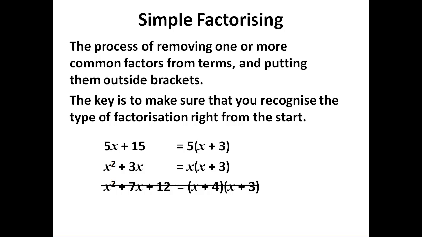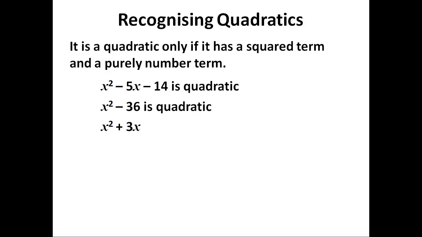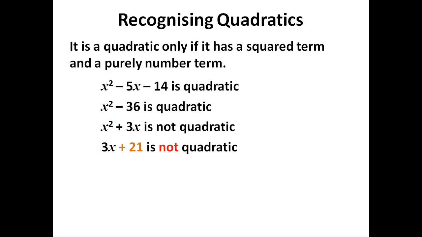Well, we won't be dealing with quadratics in this video. It's a quadratic whenever you have an x squared and a purely number term. So that's a quadratic, x squared and the minus 14. This is a quadratic because it's got an x squared and a minus 36. This isn't a quadratic. The x squared on its own is not enough to make something a quadratic. This isn't, it hasn't even got an x squared. This is, the fact that the x squared is at the end doesn't make any difference. It's still a quadratic. So in this video we're going to look at the cases which are not quadratics.